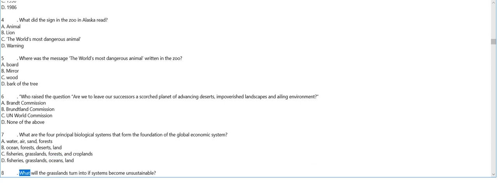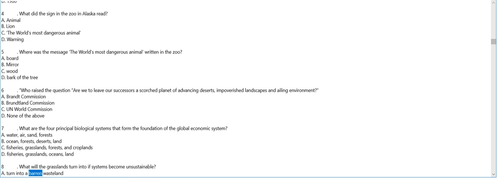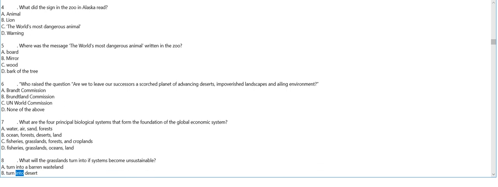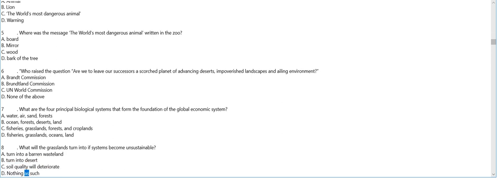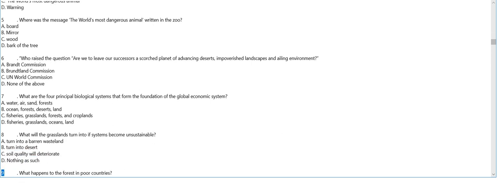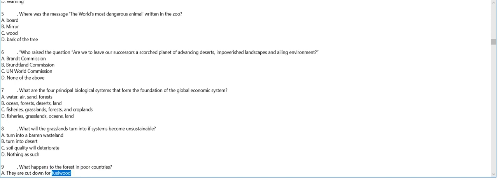8. What will the grasslands turn into if systems become unsustainable? A. Turn into a barren wasteland. B. Turn into desert. C. Soil quality will deteriorate. D. Nothing as such. 9. What happens to the forest in poor countries? A. They are cut down for fuel wood.